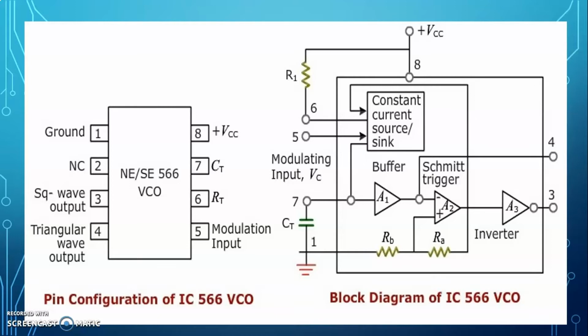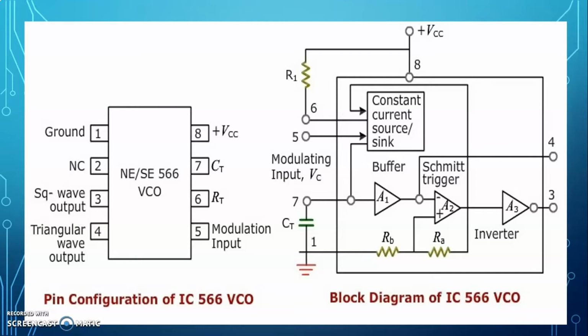Now we can see the Schmitt trigger. The Schmitt trigger is used to generate the square waveform through the inverter A3, and also it is used to change the direction of the current flowing through the capacitor by using the constant current source, because the Schmitt trigger output is connected to the constant current source.